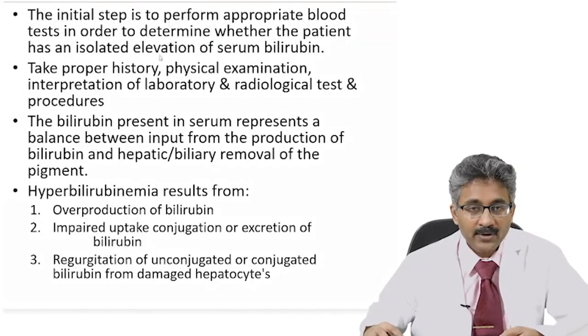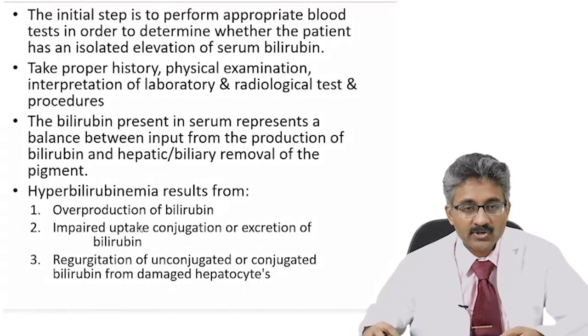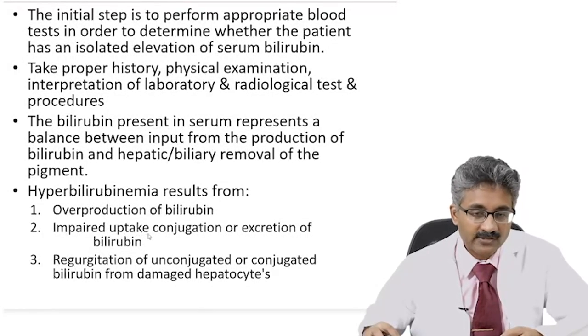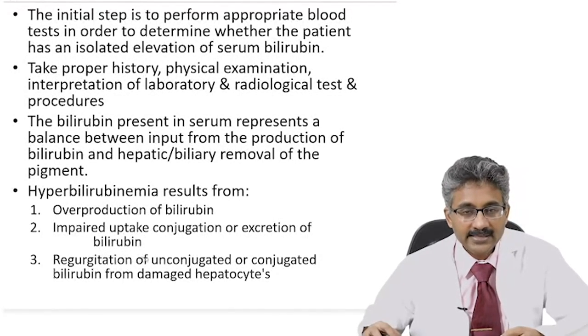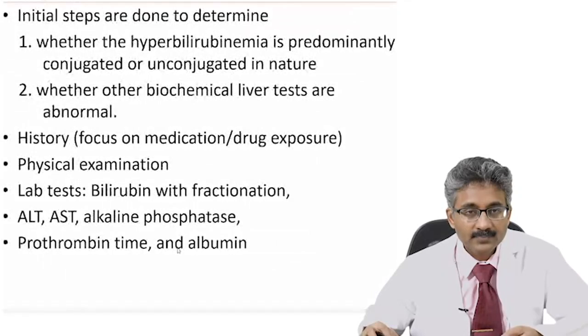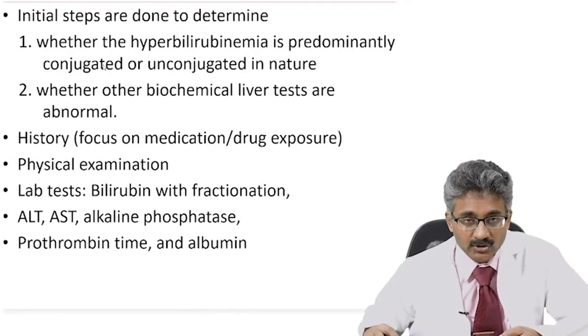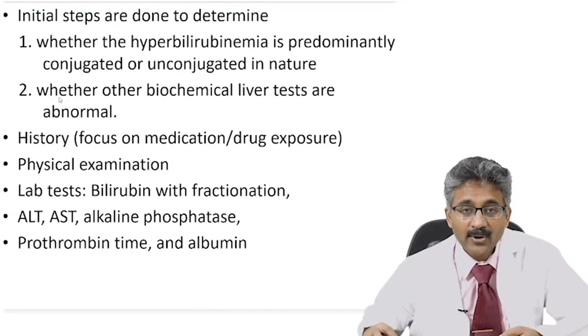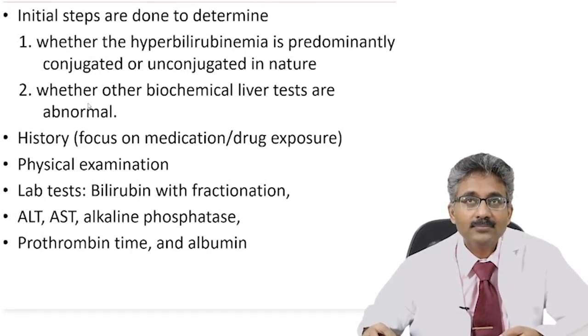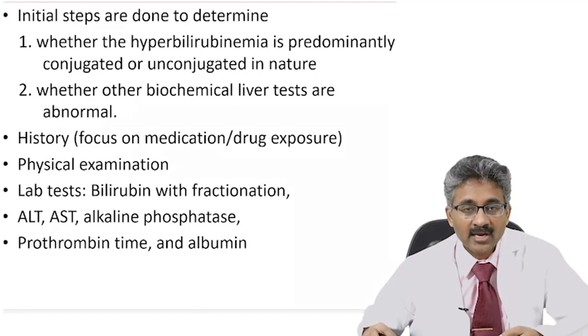When you see an isolated bilirubin elevation, it comes either because of overproduction of bilirubin, or impaired conjugation of the bilirubin, or regurgitation of the conjugated or unconjugated bilirubin back from the hepatocytes into the blood. So the first step is whether the bilirubinemia is predominantly conjugated or unconjugated, and whether other biochemical liver tests are abnormal. I'll come back to how to interpret it when other biochemical liver tests are abnormal.